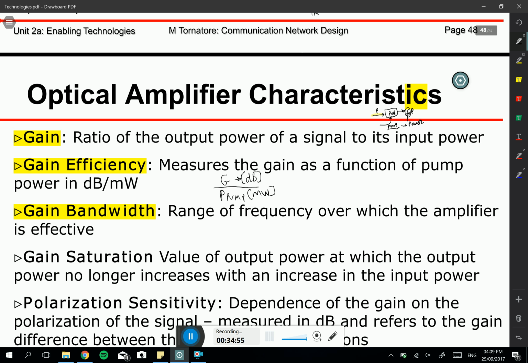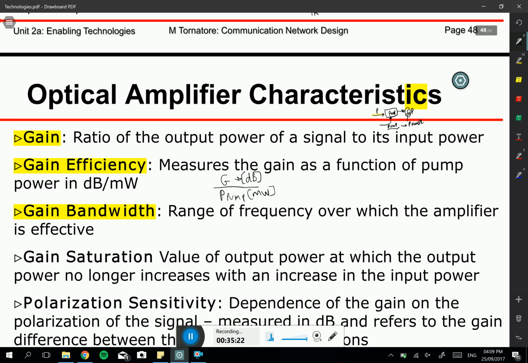Gain bandwidth is intuitive: it is the amount of bandwidth of the spectrum over which the amplifier works. Not necessarily do amplifiers amplify all the spectrum of the fiber. Gain saturation, there's a value, let's call it GS, gain saturation, which is an upper bound, okay?